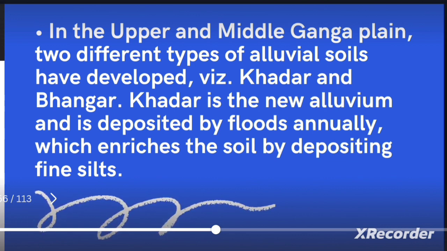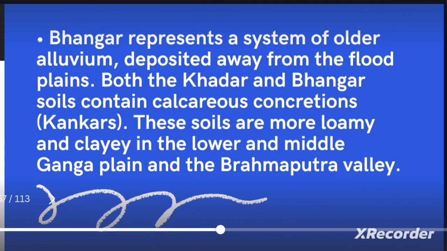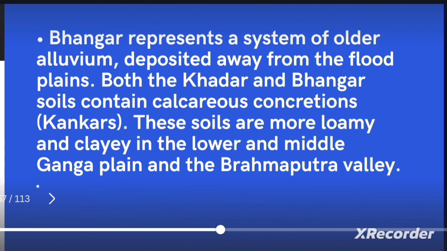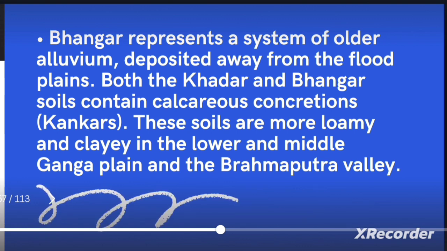In the upper and middle Ganga plain, two different types of alluvial soils have developed: Khadar and Bhangar. Khadar is the new alluvial and is deposited by the floods annually, which enrich the soil by depositing fine silts. Bhangar represents a system of older alluvium deposits away from the flood plains. Both Khadar and Bhangar soils contain calcareous concretions. These soils are more loamy and clayey in the lower and middle Ganga plains and Brahmaputra valley.